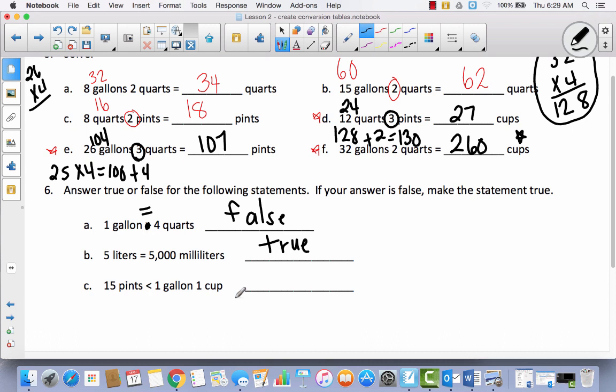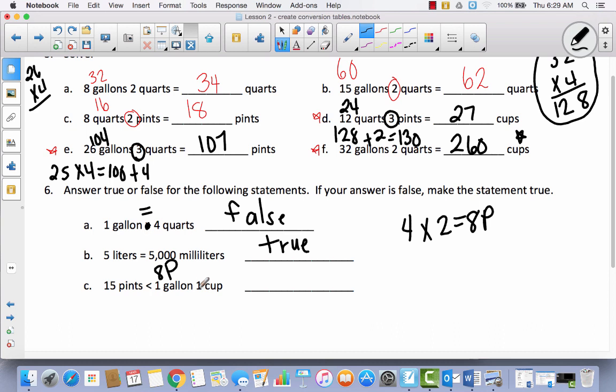Well, I know that there are 4 quarts in a gallon, and I know that there are 2 pints for every quart. So I could do 4, which is how many quarts there are, times 2, which tells me that there are 8 pints in a gallon.